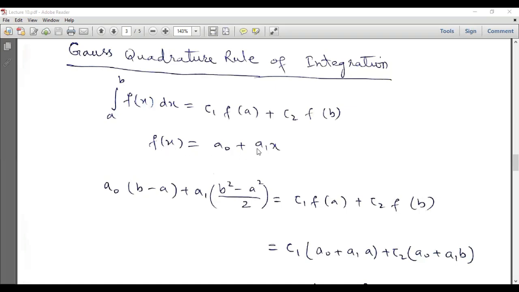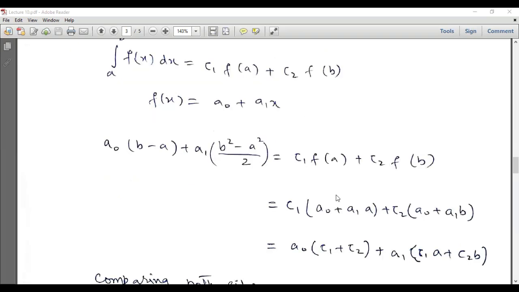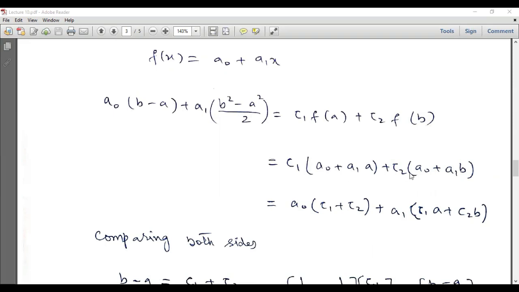Okay, so f(x) is equal to a0 plus a1x, and the integration of this function from a to b can be written as a0 (b minus a) plus a1 (b square minus a square) over 2, and that integration is equal to c1 f(a) plus c2 f(b). Here f(a) is equal to a0 plus a1 a, and f(b) is equal to a0 plus a1 b. Put these expressions here and rearrange, taking a0 as common, so it becomes a0 into (c1 plus c2) plus a1 into (c1 a plus c2 b).